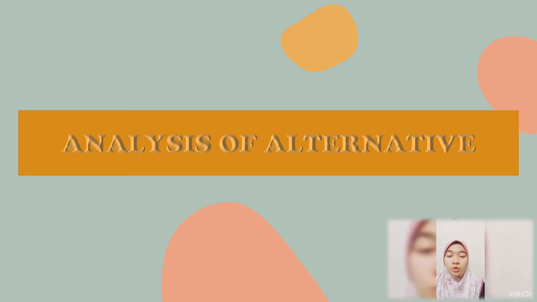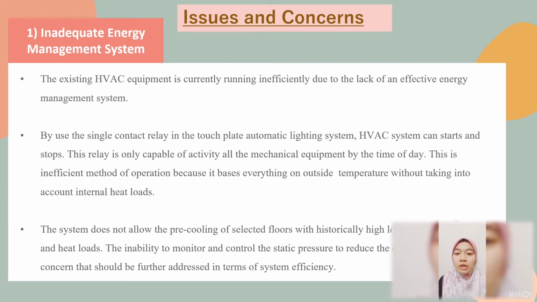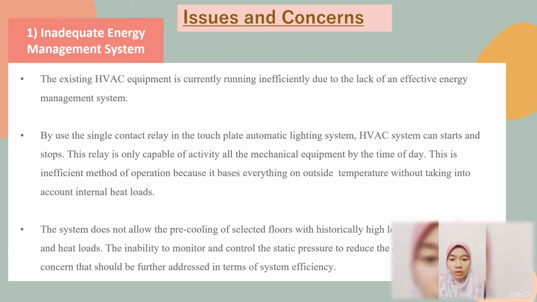So we are going through the issues and concerns one by one. First is the inadequate energy management system. The HVAC equipment is currently running inefficiently due to the lack of an effective energy management system. The HVAC system can only start and stop, which is an inefficient method of operation because it bases everything on outside temperature without taking into account internal heat loss. So the system does not allow pre-cooling of selected floors with historical high load due to occupancy.